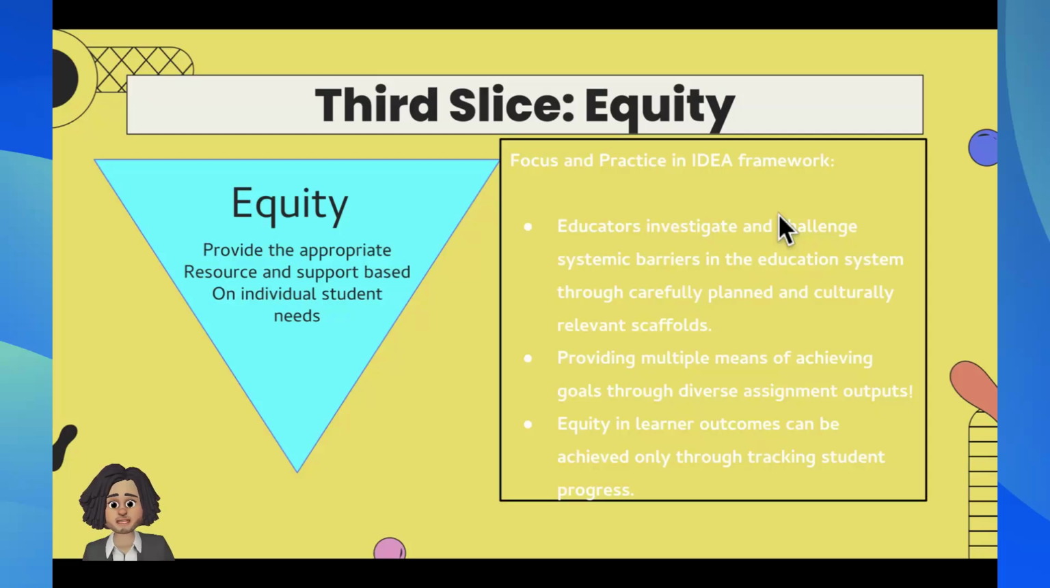Going on to equity. Equity is our third slice, and equity means to provide appropriate resources and support based on individual student needs. Emphasis on individual student needs. Educators need to be vigilant and keep in mind to challenge the systemic barriers in the education system and carefully plan and include culturally relevant scaffolds. Providing multiple means of achieving goals through diverse assessment outputs can also improve equity.